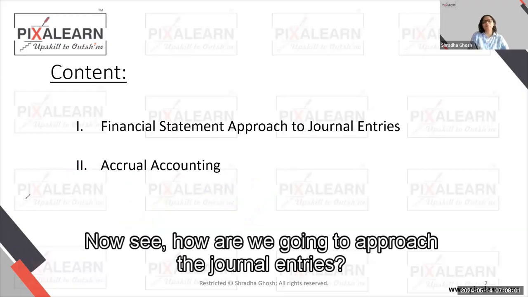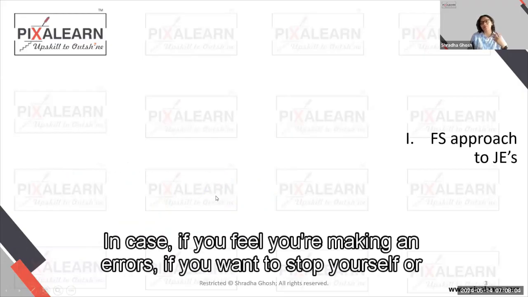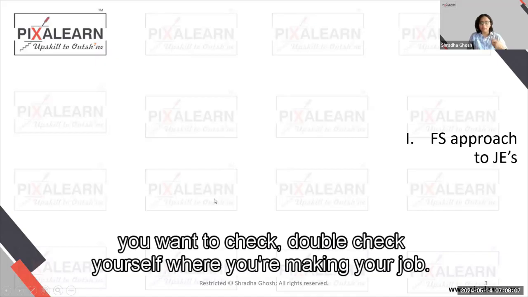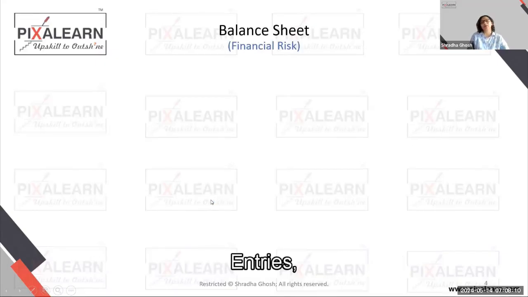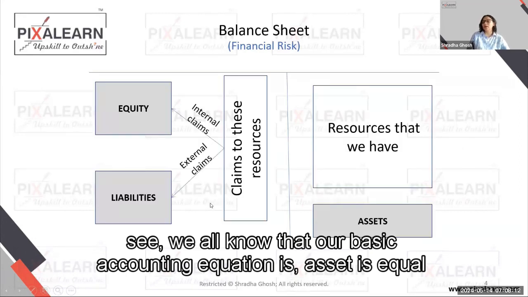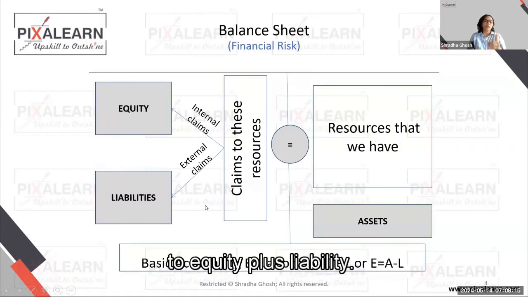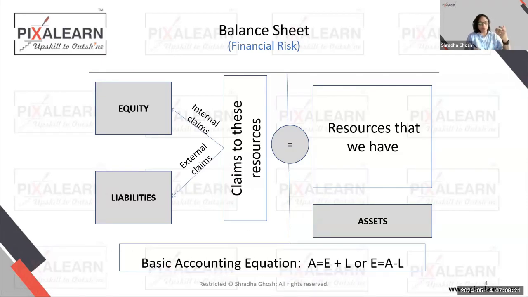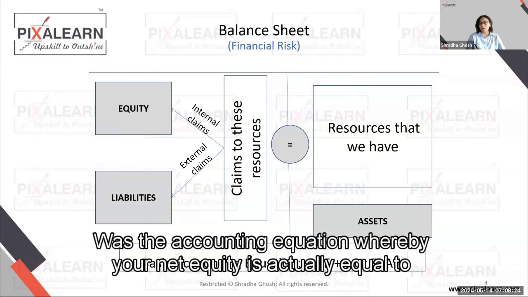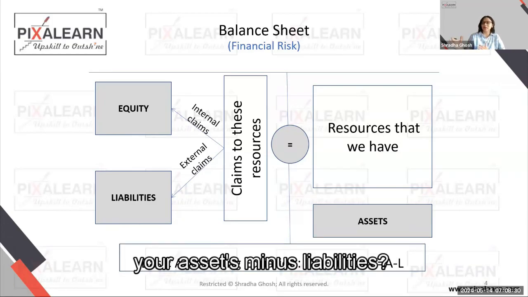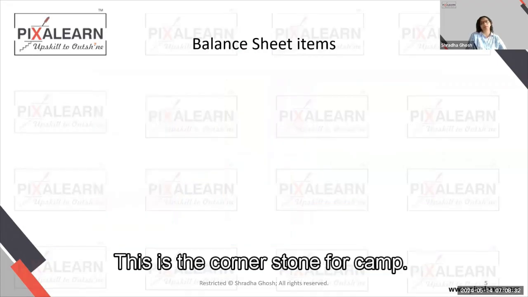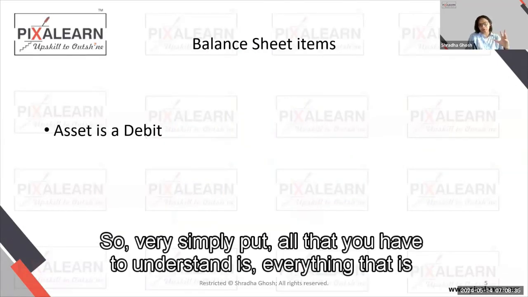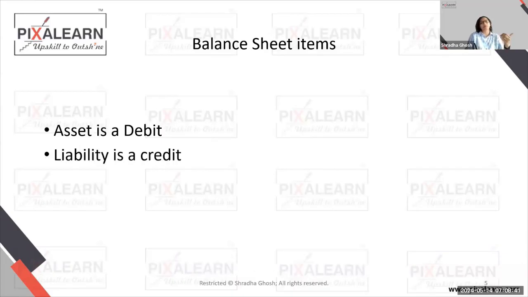Now, how are we going to approach journal entries in case you feel you're making an error? If you want to stop yourself or double check yourself when you're making your journal entries, we all know that our basic accounting equation is asset is equal to equity plus liability. This is how the accounting concept generated. The first thing that generated was the accounting equation whereby your net equity is equal to your assets minus liabilities. This is the cornerstone of accounting. So, very simply put, everything that is good in your kitty is a debit, liability is a credit.